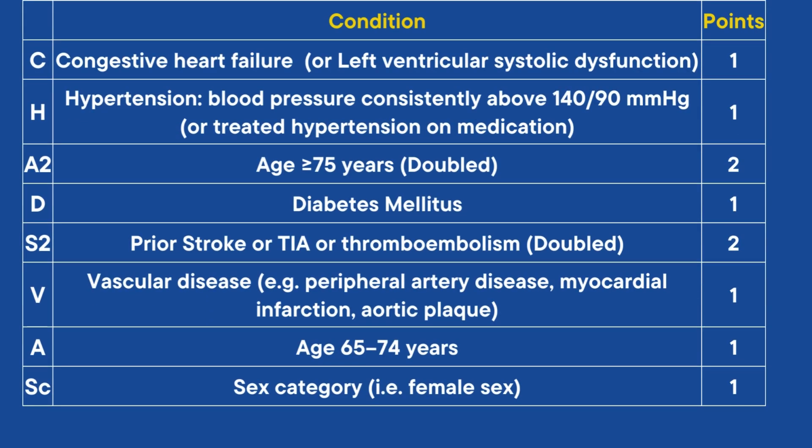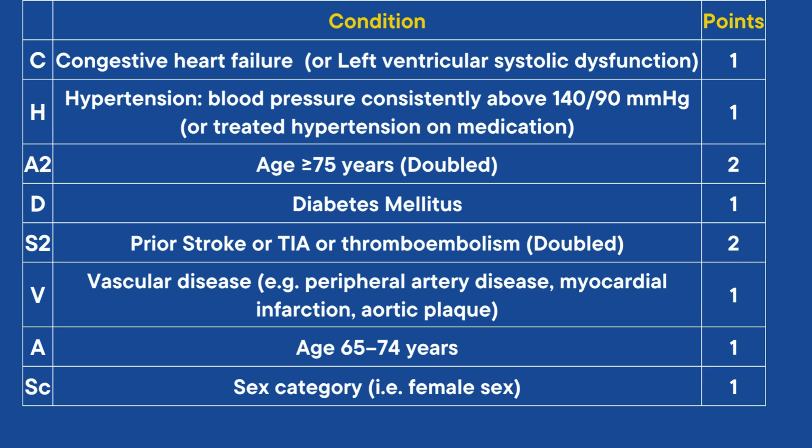What is the CHA2DS2-VASc score? If the patient has congestive heart failure, the risk for stroke score is 1. If the patient has hypertension, the score is 1. If the person is aged 75 or more, the score is double, that is, the point will be 2. If the person has diabetes mellitus, the point is 1. If the person had a prior stroke or TIA or thromboembolism, the point is double, that is 2.